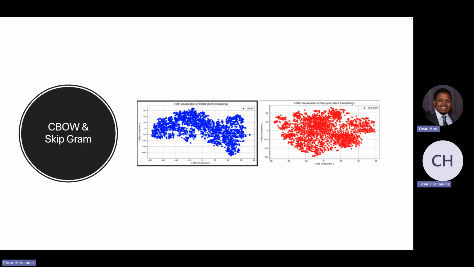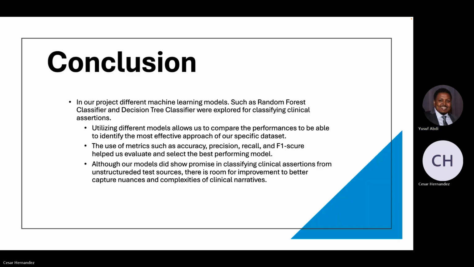Each point represents a word reduced to this space. A cluster of points indicates words used in similar contexts, while large distance between clusters suggests less similarity between the two groups of word representations. The outliers of a cluster represent unique words, meaning they are distinct from the rest of the vocabulary. Now I'm going to hand it over to Caesar.